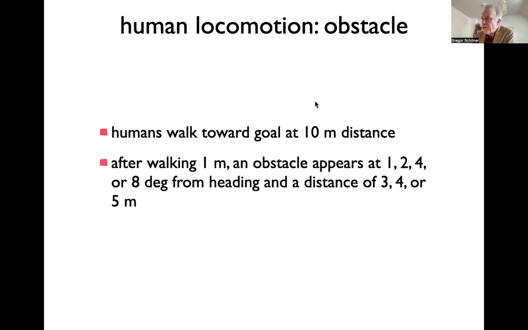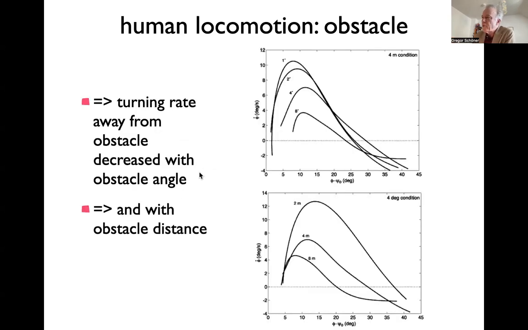And they similarly measured the obstacle contribution. So the obstacle contribution was always in the presence of a goal, which was visible at some depth. It was always behind the obstacles. And after walking toward the target, the obstacle appears at different angles from your current heading, and again at different distances from your current position. And then they looked at these contributions, and you see here, this is the 4 meter condition for different angles, and this is the 3-degree condition with different distances of the obstacle.